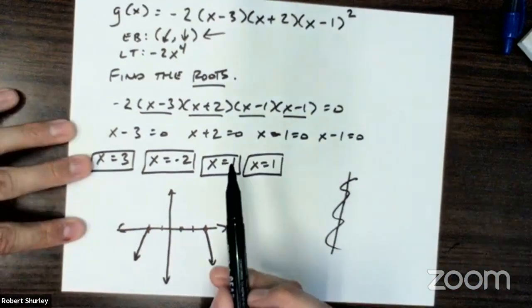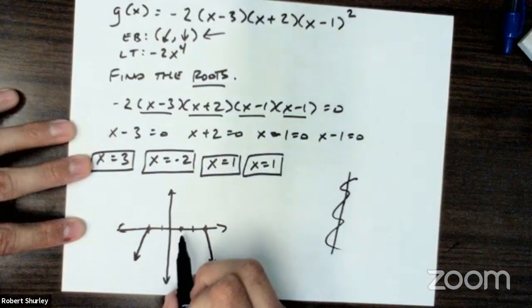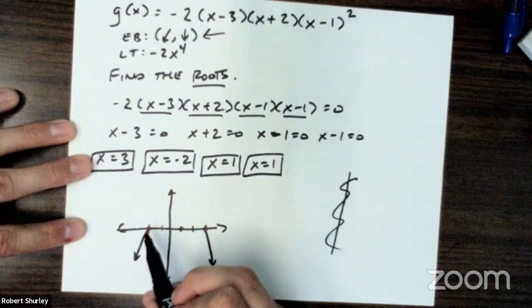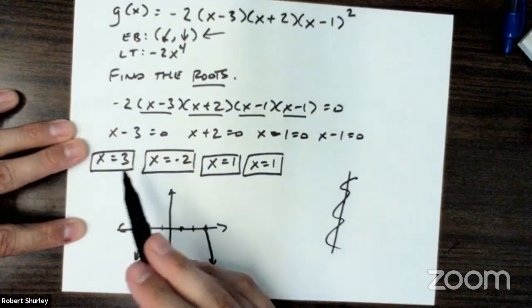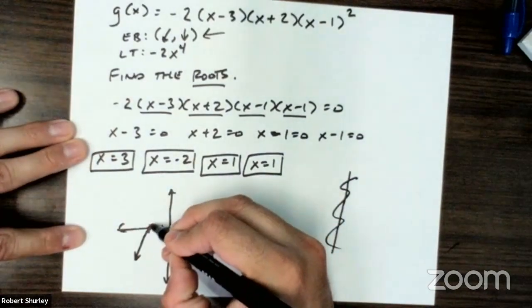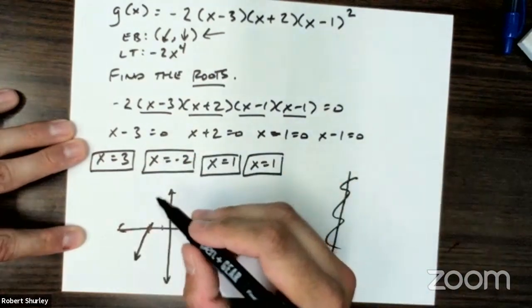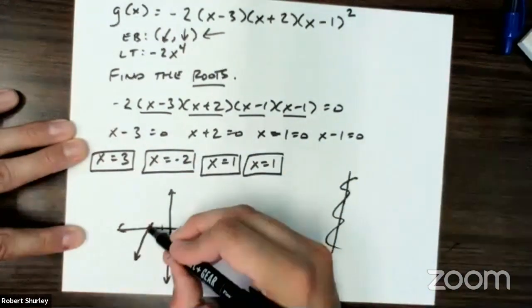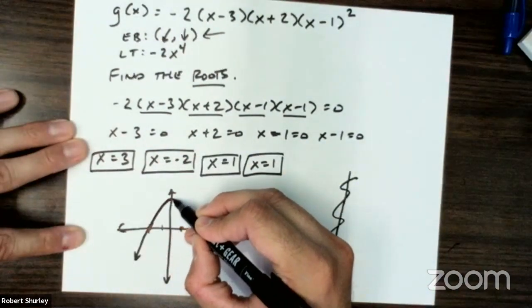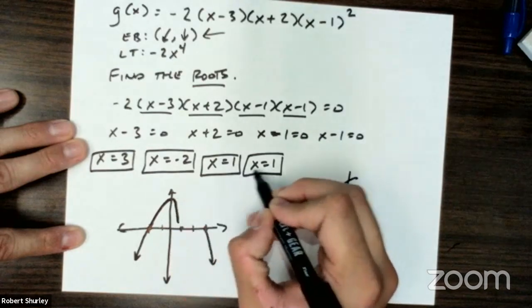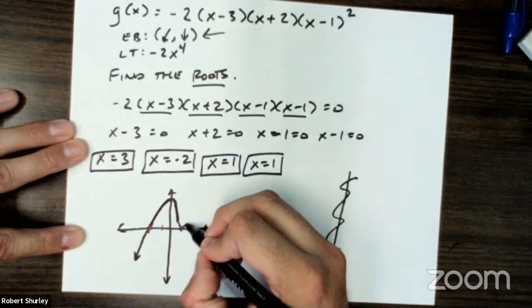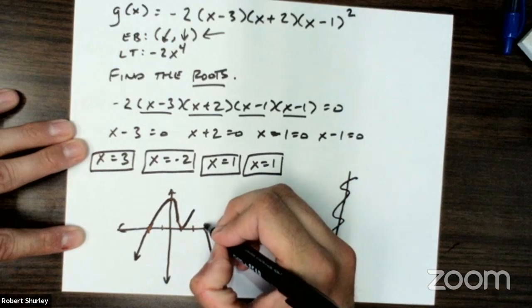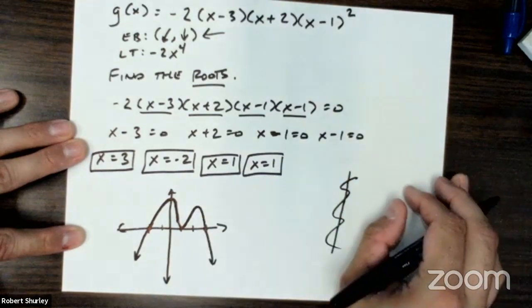Okay, but look, the +1 here, we're going to bounce. But these outside 2, they only happen once. So we're going to go through, because 3 only happens once, or -2, I'm sorry, only happens once. I'm going to go through that. I'm going to come back down. But look, 1 happens twice, so I don't go through here. I'm going to bounce. We have another M type function, okay?